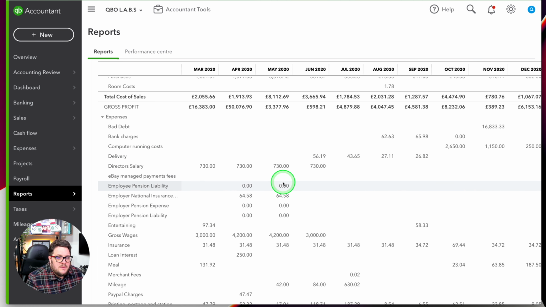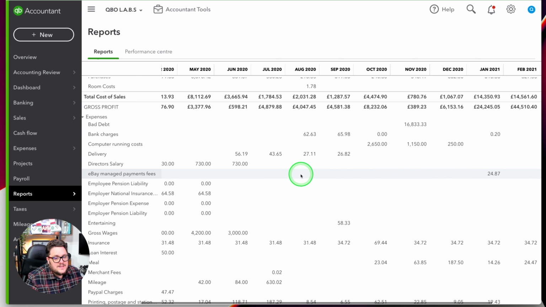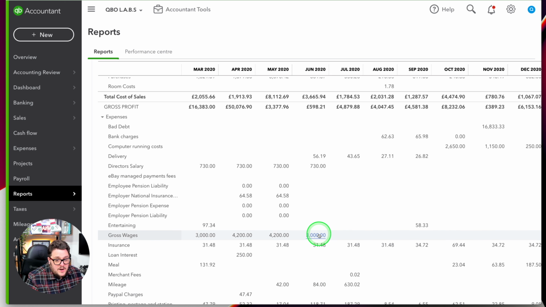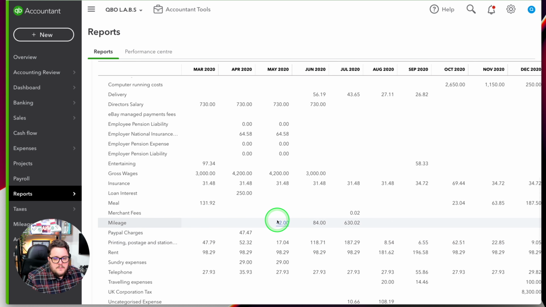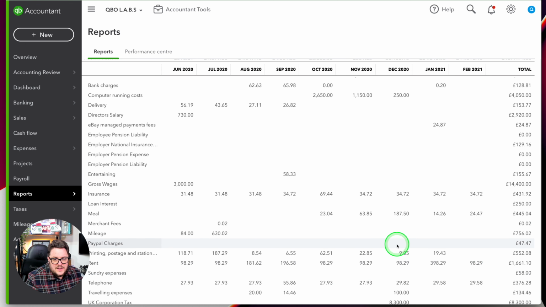For example, here, I'm looking straight away. I've shown my director salary all the way up to June, but I haven't posted anything from there. That's something that I may want to include, or at least let my accountant know hasn't been included yet. Again, gross wages, I've only gone up to June, haven't gone any further from there. Mileage, I've only included May, June, July, haven't included anything else. Printing and postage, well, it's dropped significantly in December and I haven't got anything for February.